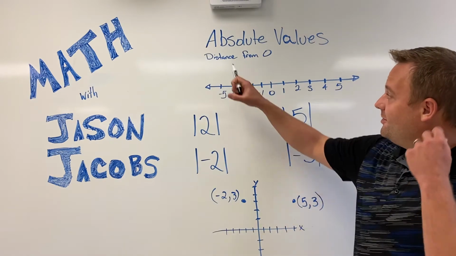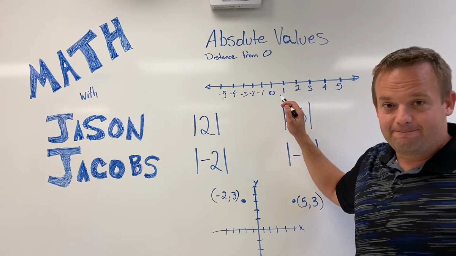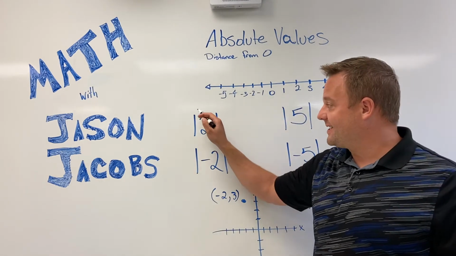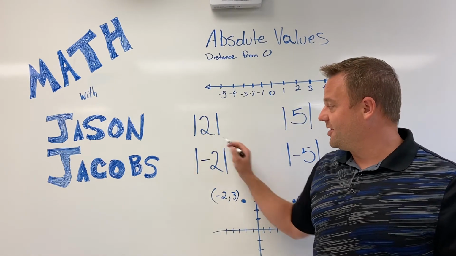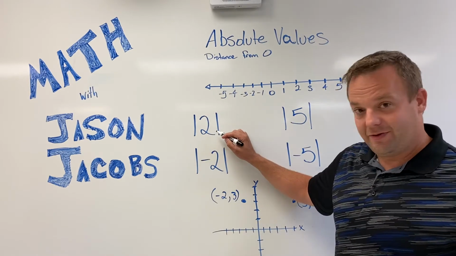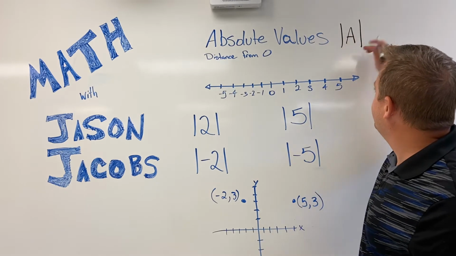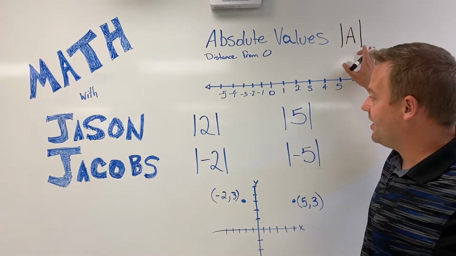So absolute value means the distance from zero. So here's zero on a number line. And if we say, so these signs, these two parallel lines, this isn't 121. This is absolute value of 2, okay? So absolute value is shown, I'll put a variable in there, with two parallel lines.